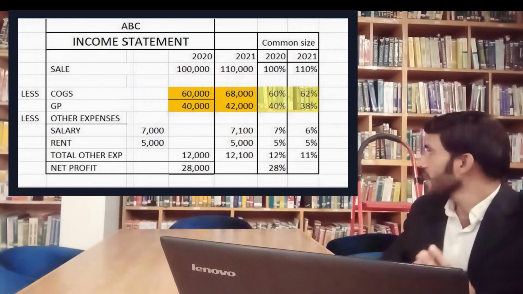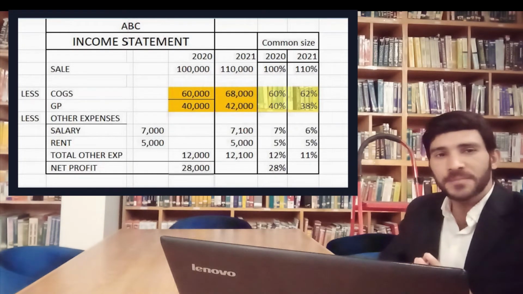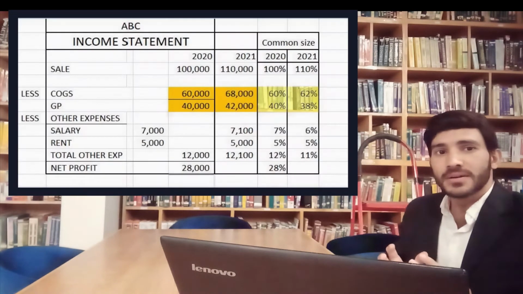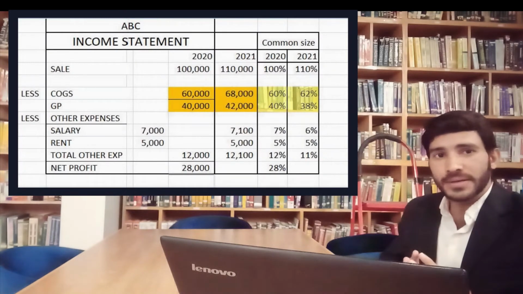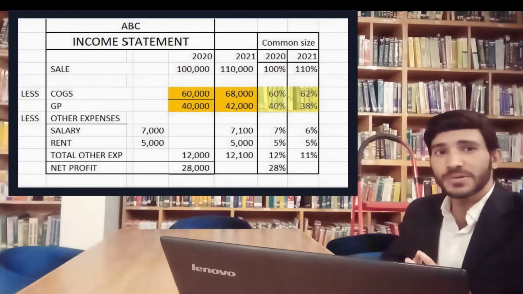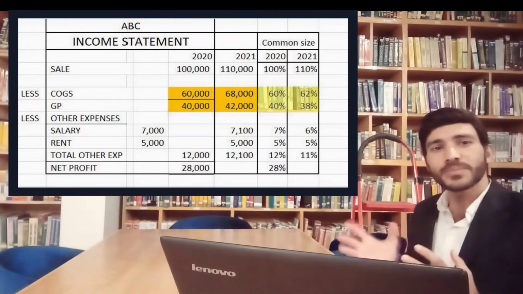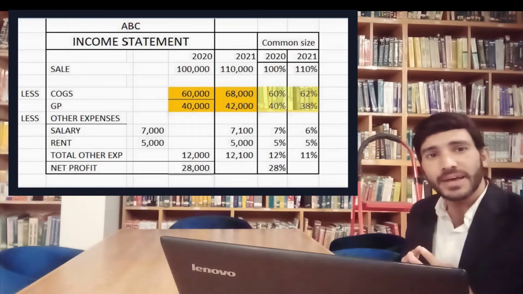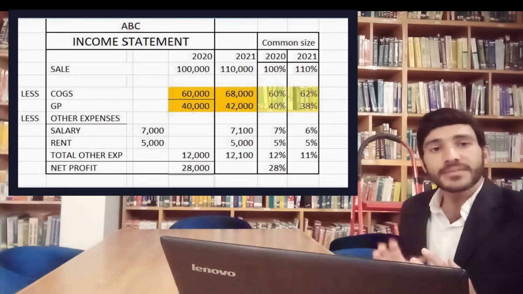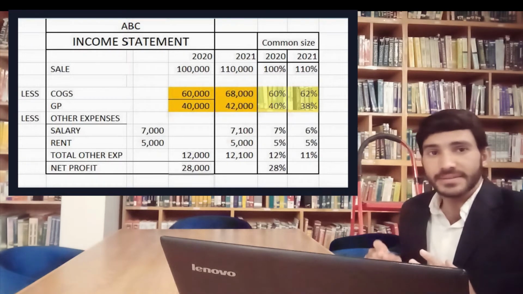Now guys, here we have the income statement of a company. If we see, its gross profit has grown in terms of absolute value, but its gross profit percentage has dropped over the year. This means that cost of goods sold has increased, and it is not in line with the increase in sales.